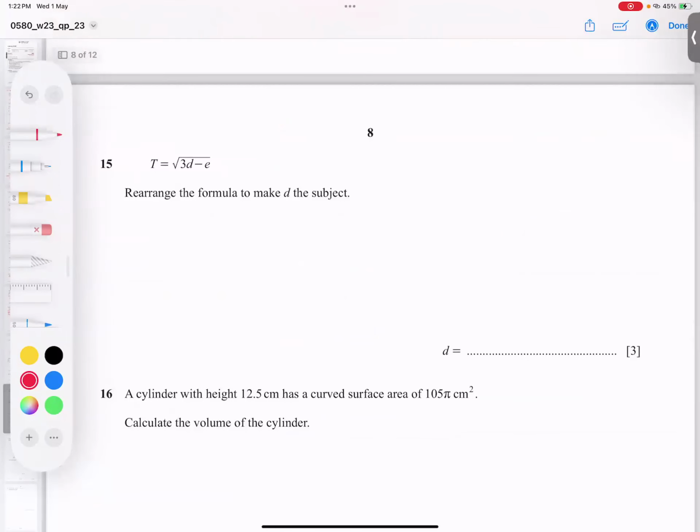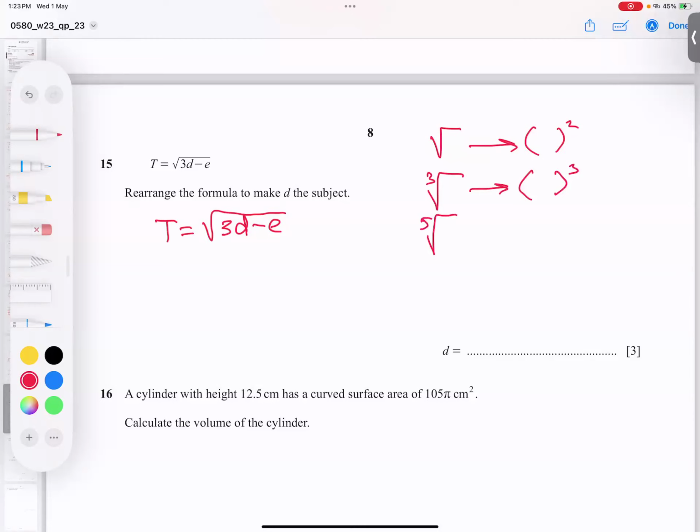In this question, he is asking us to make D the subject, which is inside a root. First of all, how to get rid of the root? Because the opposite of root is square. Opposite of cube root is cube. Opposite of fifth root is power 5. So I will take the square of both sides.